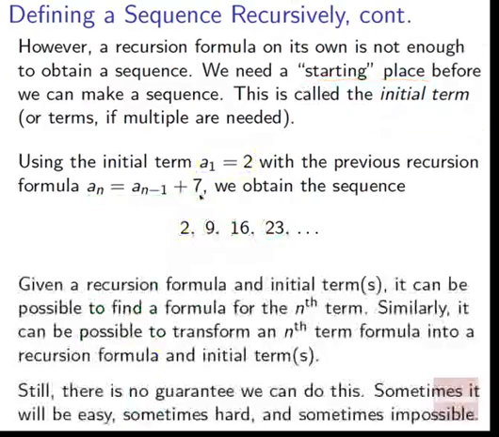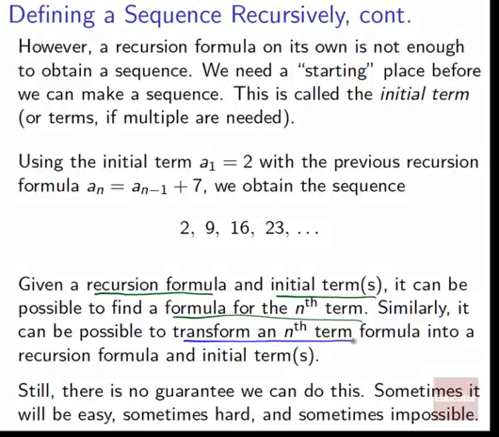Given a recursion formula and initial terms, it can be possible to find a formula for the nth term, so that absolutely we can plug in a number for our n using the general term, and it just spits out what the value is. There are sometimes ways to be able to do this. Given a recursion formula and initial terms, you can sometimes transform it into a formula for the nth term. Similarly, it can be possible to transform an nth term formula into a recursion formula and initial terms. So if we know the general term, we can go to the recursion formula. If we go to the recursion formula, we can go to the general form.